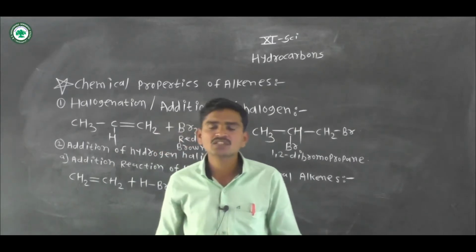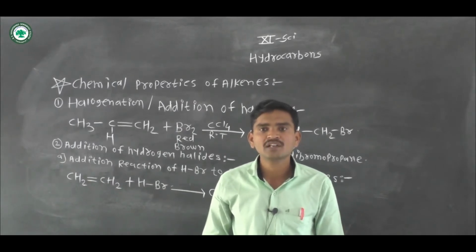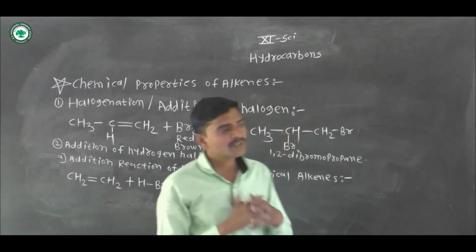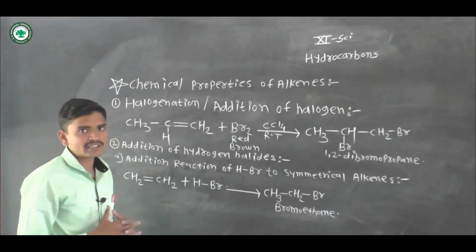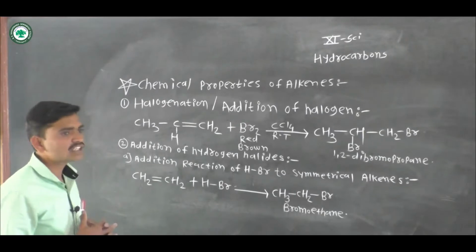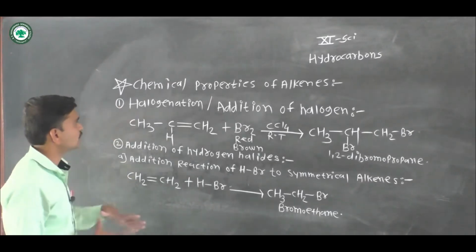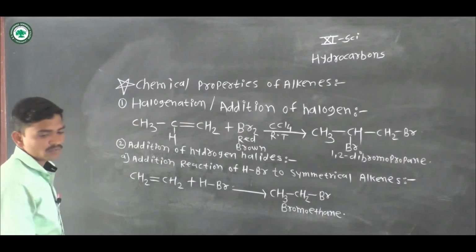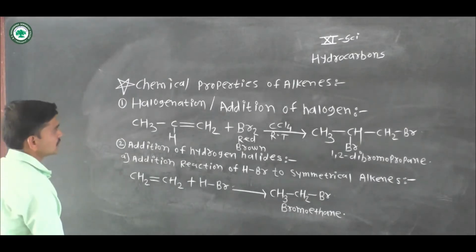In our previous lecture, we discussed methods of preparation of alkane in 11th Science Chemistry chapter Hydrocarbons. In this chapter, we discuss a new point: chemical properties of alkenes, or reactivity of alkene. The first reaction is halogenation, or addition of halogen, in alkene.